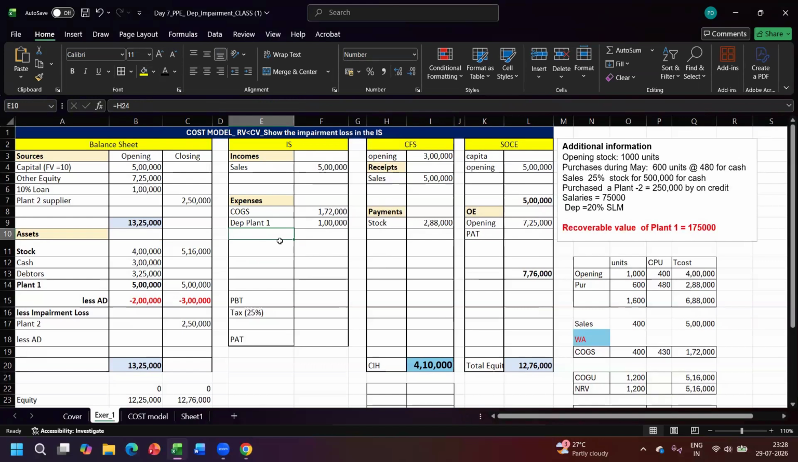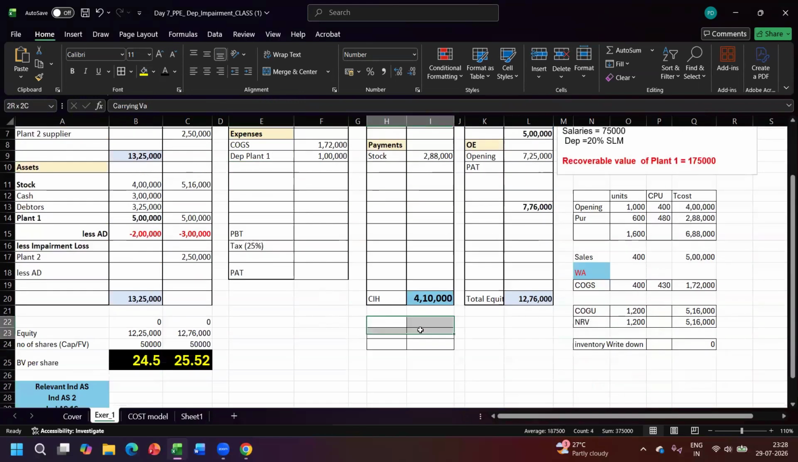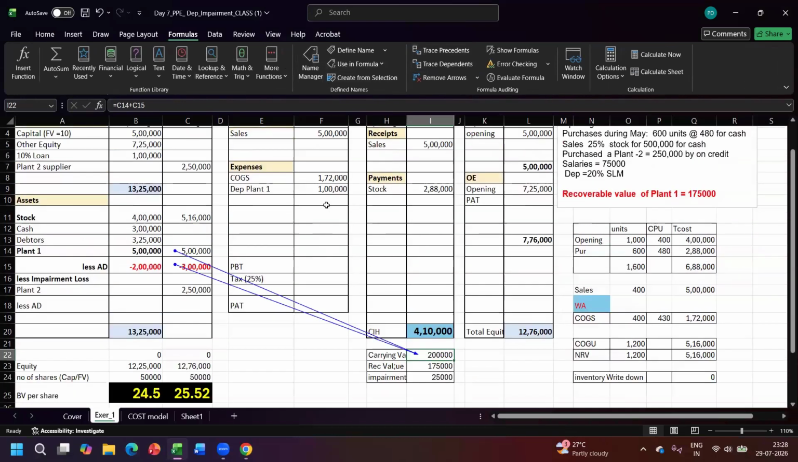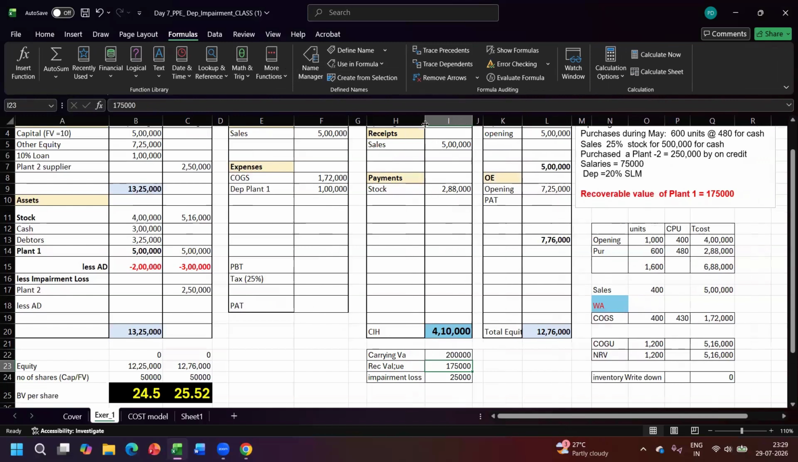AS 36, the possibility of impairment, which is called impairment test. Impairment test is comparing the carrying value. The carrying value is equal to 500,000 minus accumulated depreciation. Compare that with the recoverable value. For this exercise, the recoverable value is already given. So there is an impairment loss.